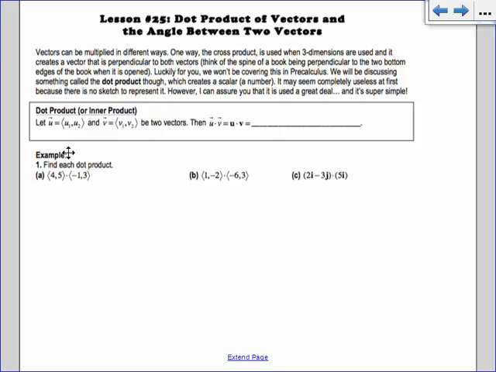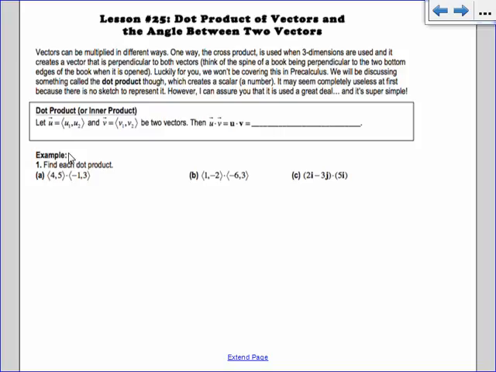Okay, lesson 25 is on the dot product of vectors and the angle between two vectors. This kind of continues our conversation about vectors. It actually completes our little sections on vectors, so we don't have much more with this. So it says vectors can be multiplied in different ways.